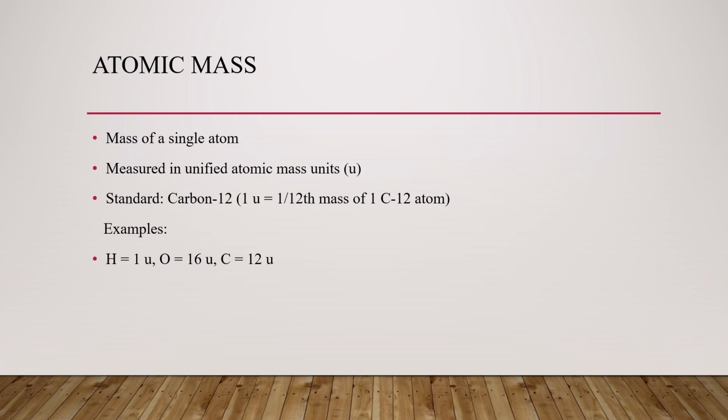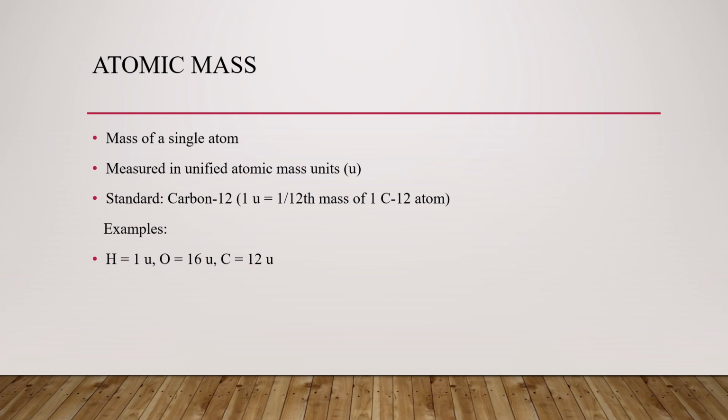Next is atomic mass. It is the mass of a single atom measured in unified atomic mass unit, that is U. The standard atomic mass of carbon is 12. That means 1 U is equal to 1/12 the mass of one carbon-12 atom.